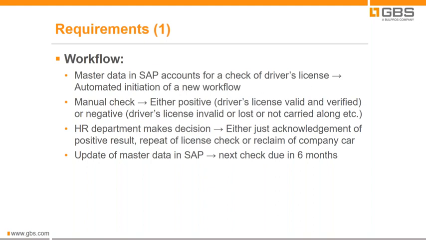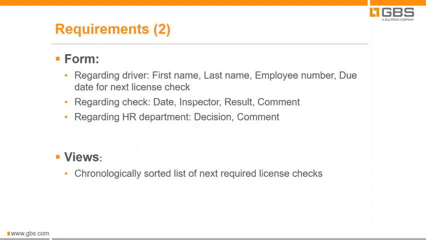Then after the check, the process goes to the HR department and they have to make a decision. If it was positive, they can just acknowledge that everything's fine. If it was negative, they have to make a decision. They can decide to repeat the license check a couple of times, but sooner or later they will reclaim the company car. That's the worst case scenario for the employee. After this is done, there needs to be another update of the master data in SAP, and then SAP can, for example, determine the next check date in 6 months.